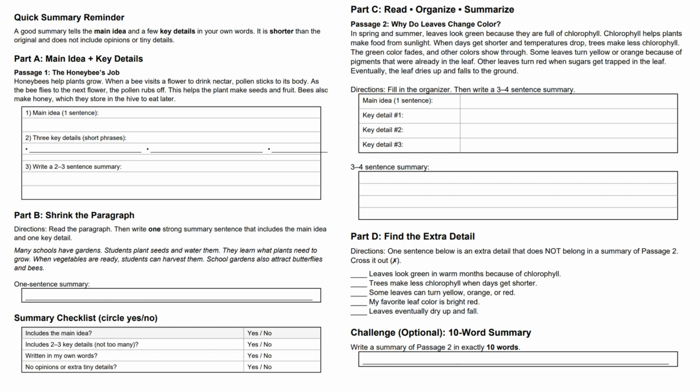This passage mostly explains why leaves change color in fall. The key details explain chlorophyll, hidden pigments, trapped sugars, and leaves falling. For part D, you need to find the extra detail that does not belong in a summary. A summary should not include personal opinions, such as someone's favorite color, unless that is the main topic of the passage. Finally, the challenge asks you to write a 10-word summary. This is hard because you must choose only the most important words. Pause the video here and complete page 5.